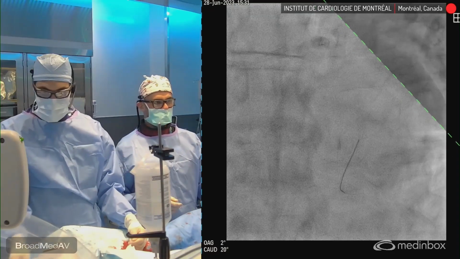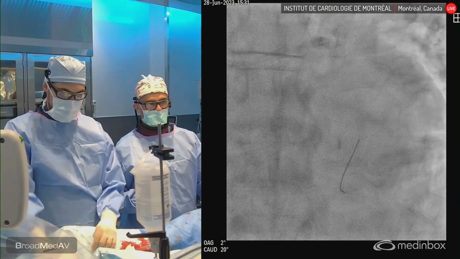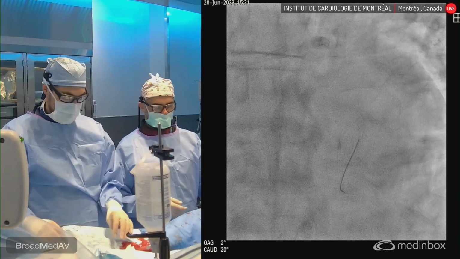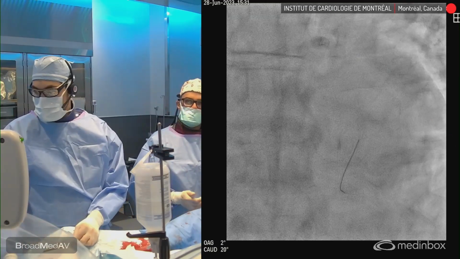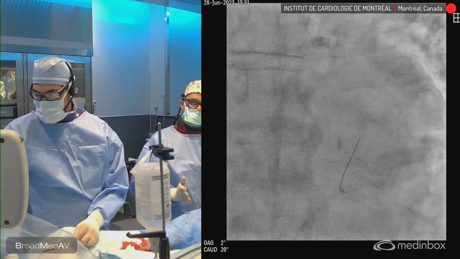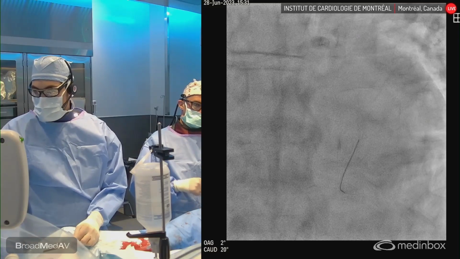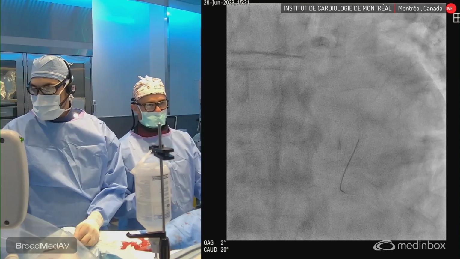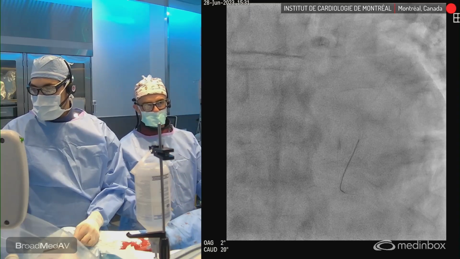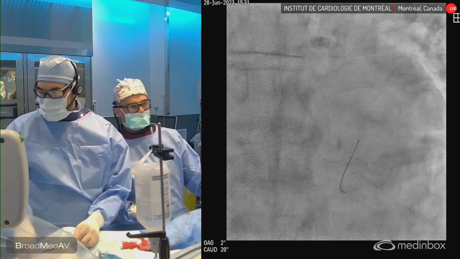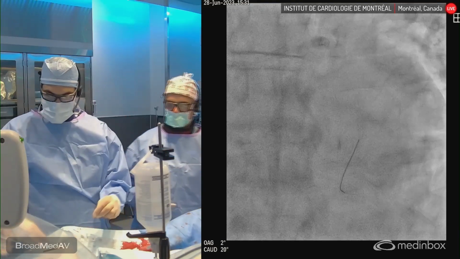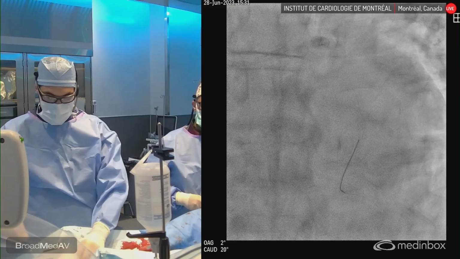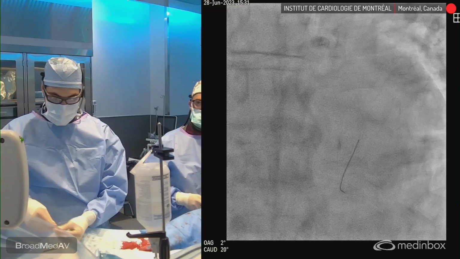So the problem with the orbital at that point is that we have to keep only one wire in position with our approach. However, I think both the LAD and the marginal branch are almost straight, like for wiring. And I do feel confident in recovering and saving those branches if there is plaque shift after the orbital atherectomy.